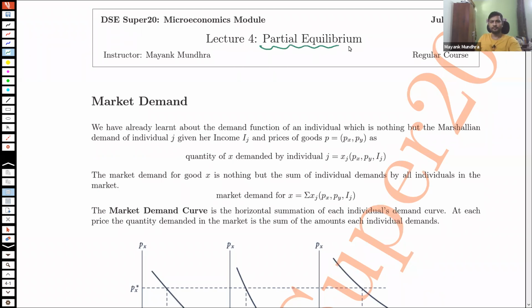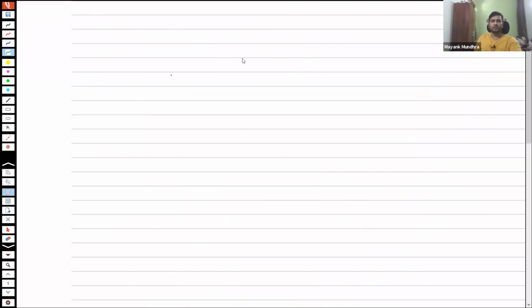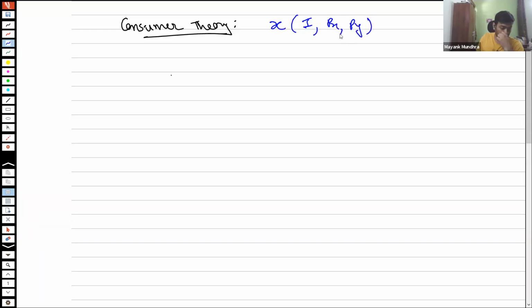Partial equilibrium. So till now, what we have seen is we looked at consumer theory. And in consumer theory, we basically saw how a consumer's demand function is formed. So demand for any good X was a function of income of the consumer, price of good X, price of other goods.